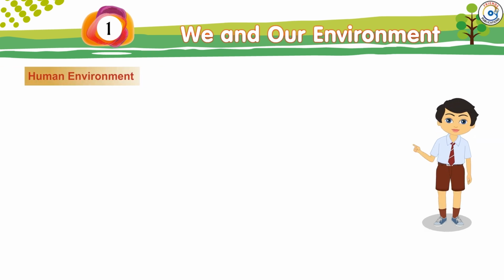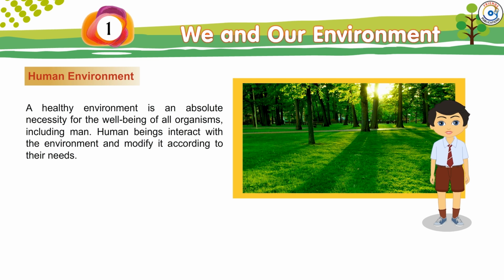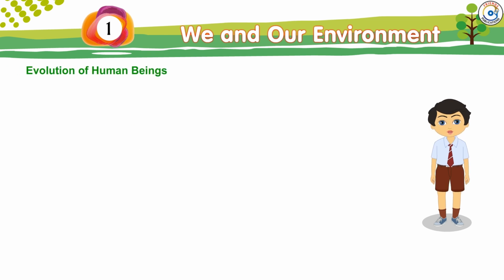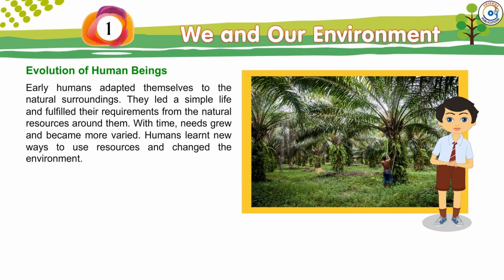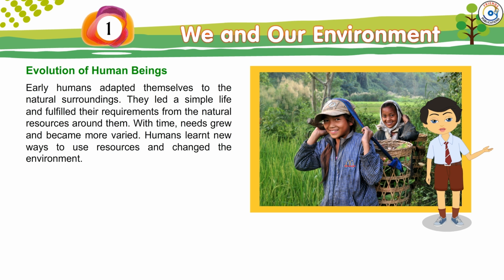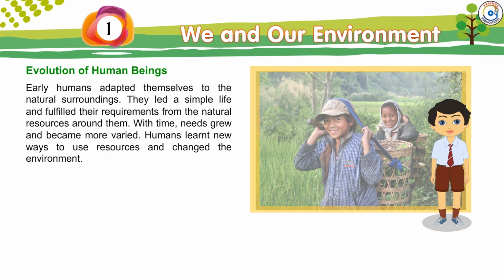Human environment. A healthy environment is an absolute necessity for the well-being of all organisms, including man. Human beings interact with the environment and modify it according to their needs. Evolution of human beings. Early humans adapted themselves to the natural surroundings. They led a simple life and fulfilled their requirements from the natural resources around them. With time, needs grew and became more varied. Humans learned new ways to use resources and changed the environment.